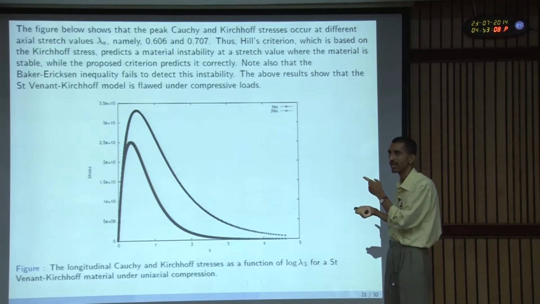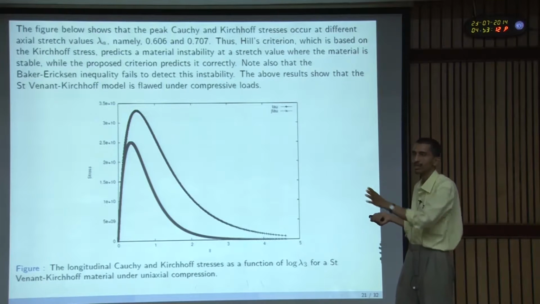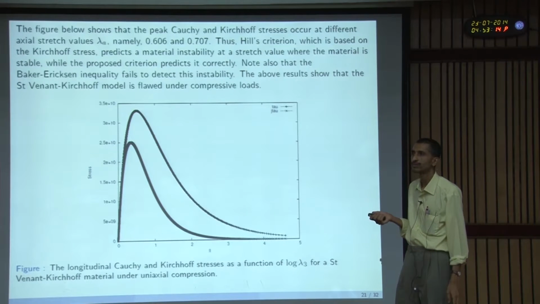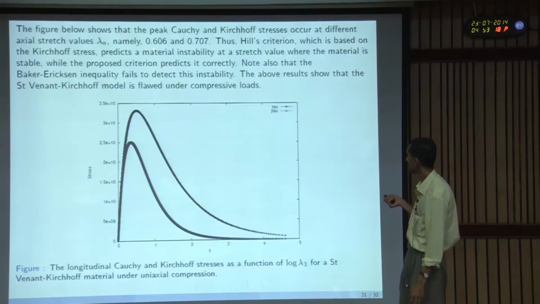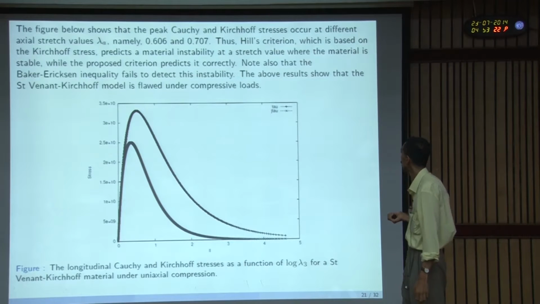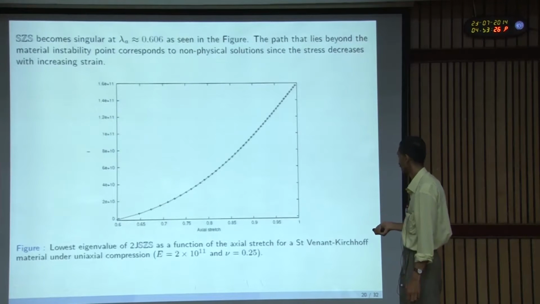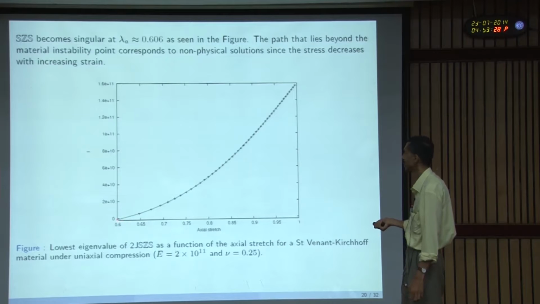Yes, too early. Because you are coming from one, yeah, you are coming from there. You are coming from one actually. That's right. That is it. You all get it right. Yes, because it predicts it at 0.606. That is where the eigenvalue, let me just show that. Yeah, the eigenvalue becomes 0 at 0.606.